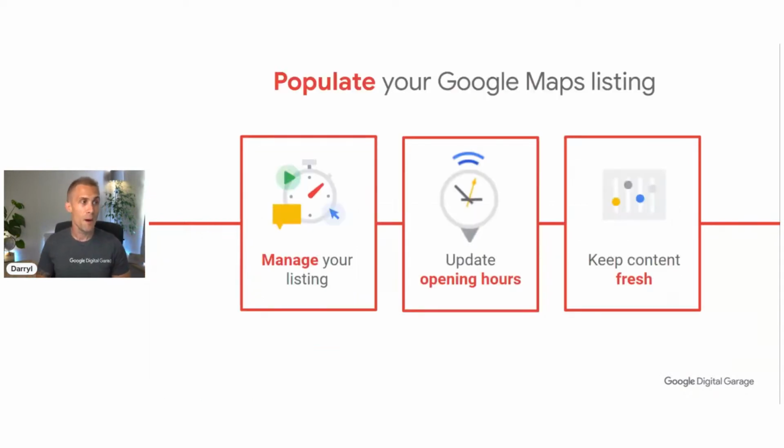Next up, we're going to jump into populating your Google Maps listing: managing your listing, opening hours, and keeping the content fresh. The way I like to think about your Google business profile, it's kind of like a social media profile, but it's not, but it allows your customers to find the core information that they're looking for in order to find out more about your business. So manage your listing, keep opening times up to date, and keep the content fresh.